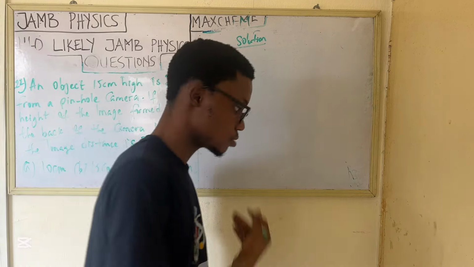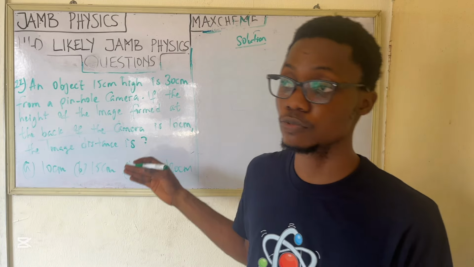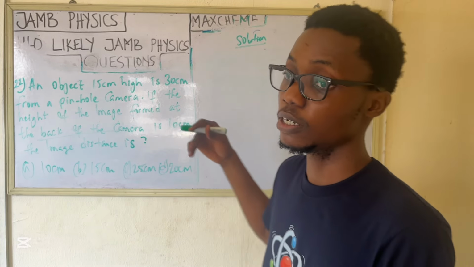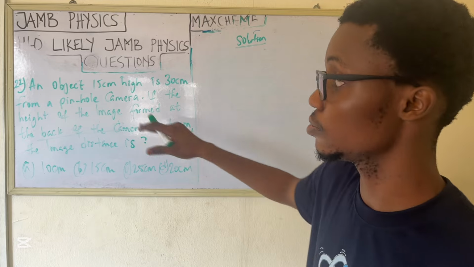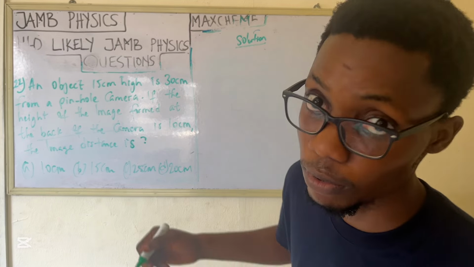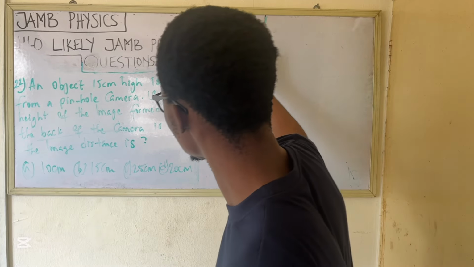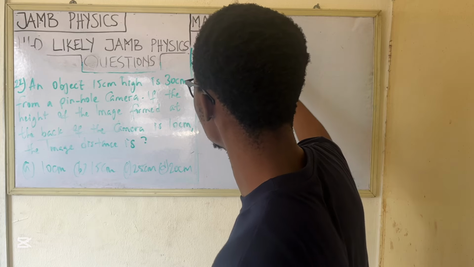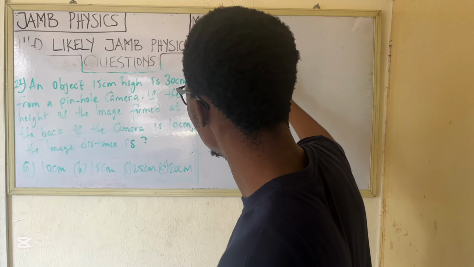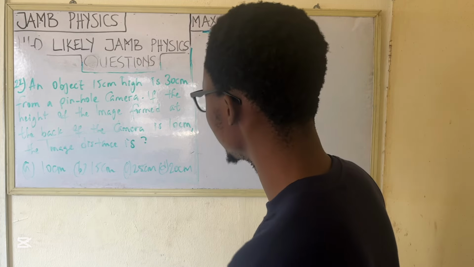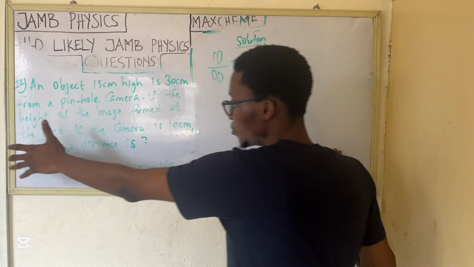Now this is a question. This question is actually related to mirrors, under what is called refraction of light. The formula, if you can remember, is ID over OD equals IH over OH. Now you have to identify all these things from your question.